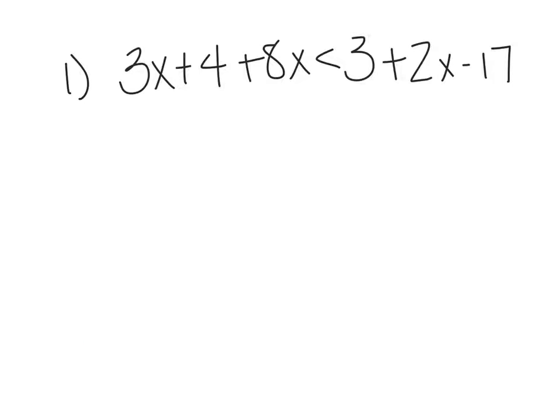So our first problem that you had to solve was 3x plus 4 plus 8x is less than 3 plus 2x minus 17. So just like with solving equations, remember we're going to draw our line, we're going to label our sides x's and everything else, and our job is simply to figure out what is on the wrong side of the line. So that means if it has an x, it should be on the left side.